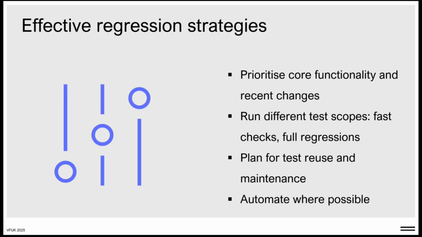One should have an effective strategy for regression testing. Do not run every test every time. Use different test scopes. Smoke tests or key functionality can be run on every commit, and full regressions can be run nightly or before milestones. And of course, the process should be automated.